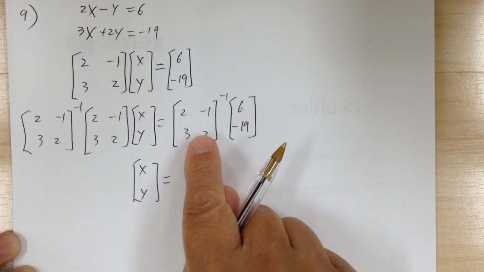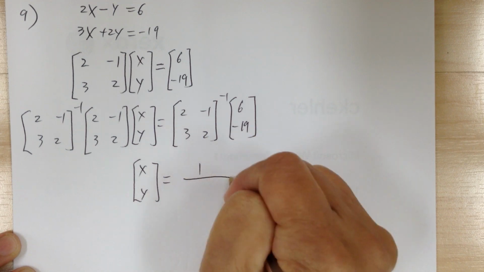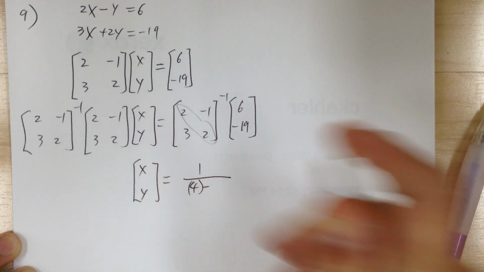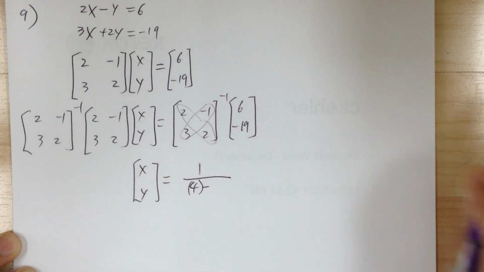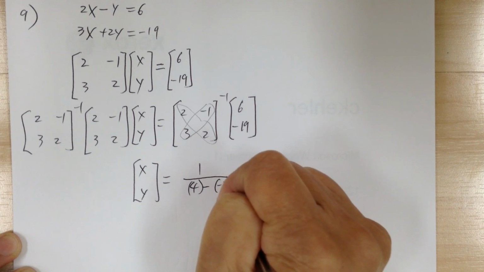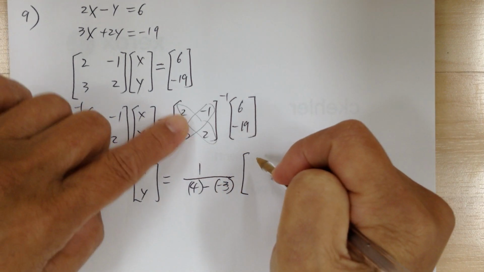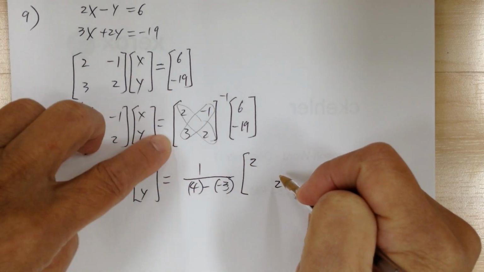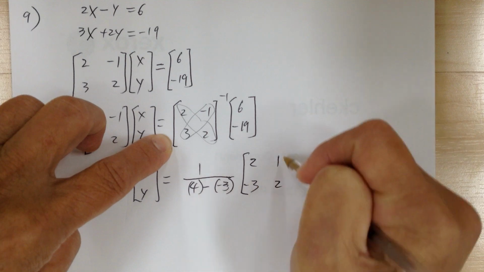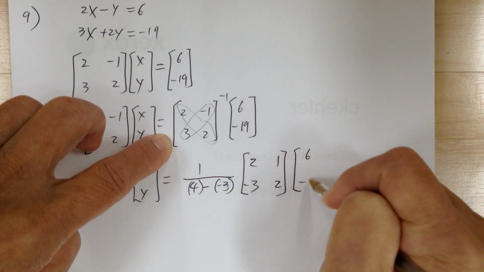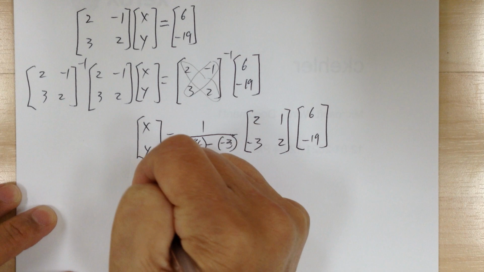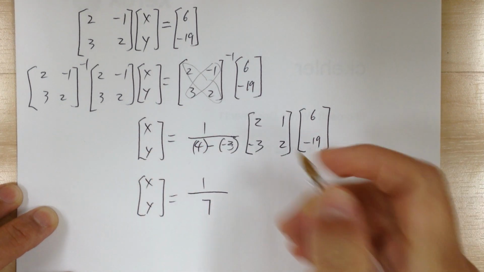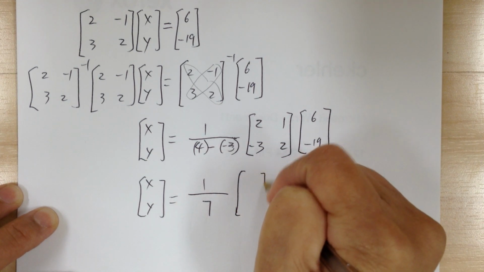Now I'm going to do this over here. Again, it's 1 over det. So this will be 4 minus, this will give me negative 3, times the inverse of this: you switch the 2 and change the sign. After that, this will be 1 over 7, and then this one over here I'm going to multiply.